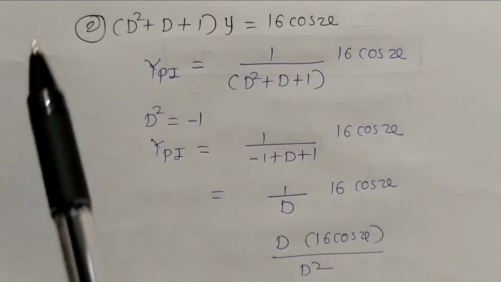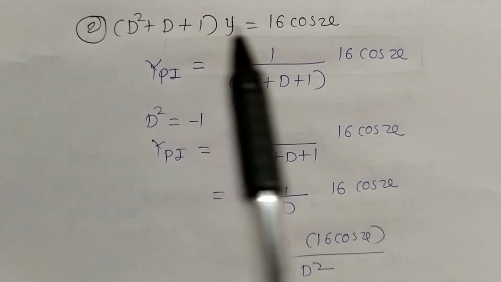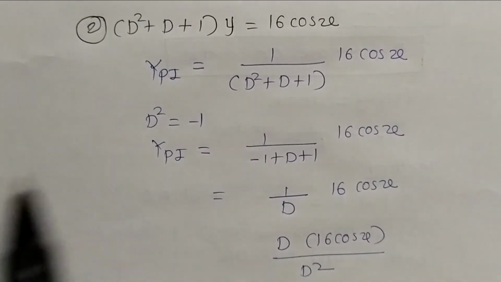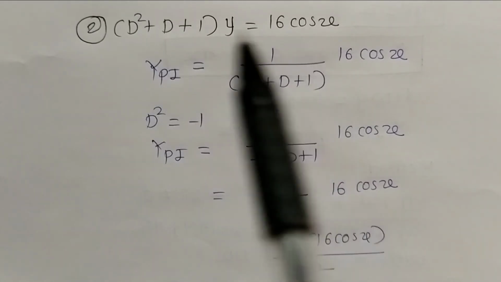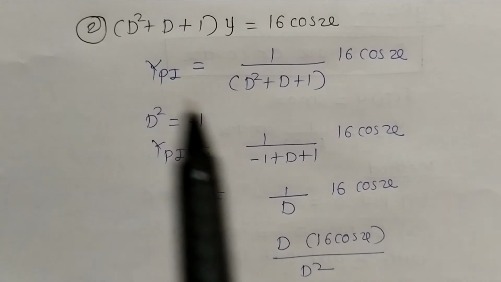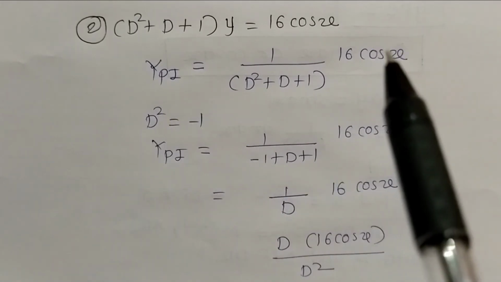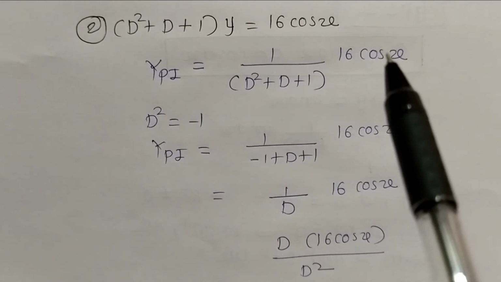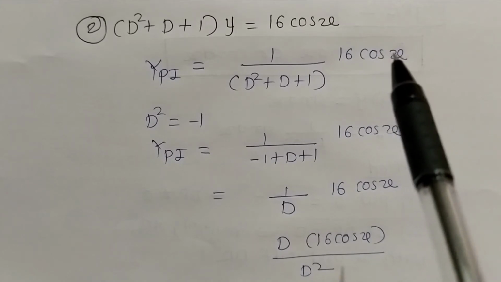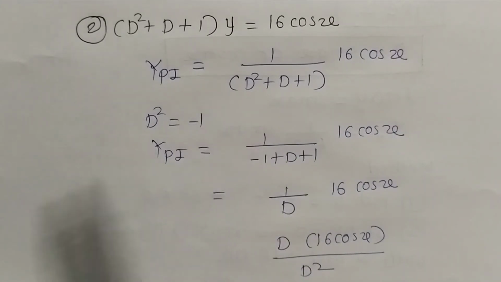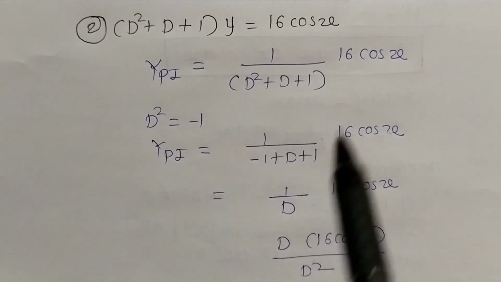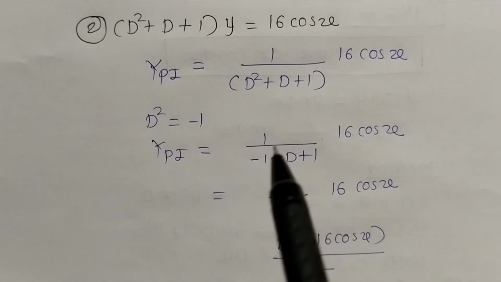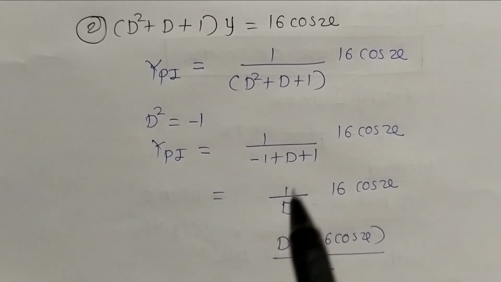The next example is (D squared plus D plus 1) y is equal to 16 cos x. Then y particular is equal to 1 upon f of D into 16 cos x. Here D squared is equal to what? Here a is 1, the multiplier of x is 1. So D squared is minus 1 we have to take. So 1 upon (minus 1 plus D plus 1), 16 cos x. So here 1 gets cancelled, 1 upon D, 16 cos x.